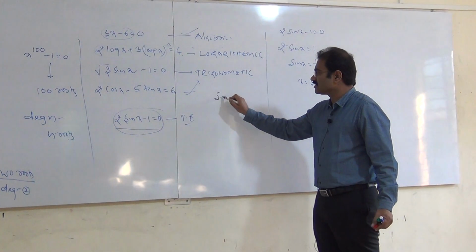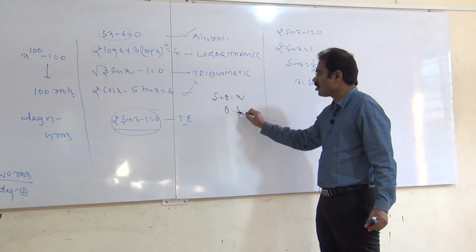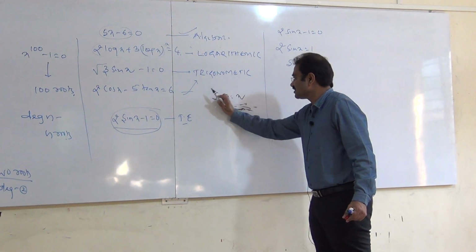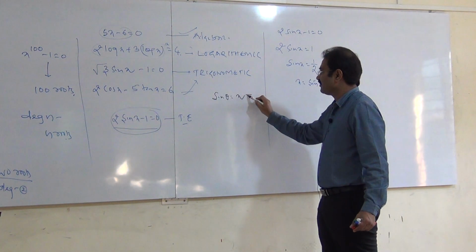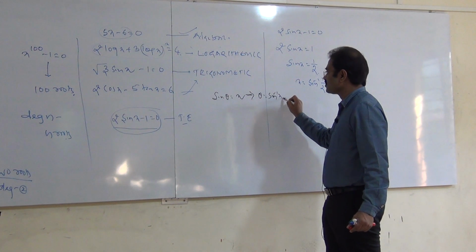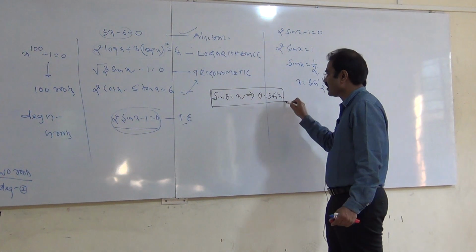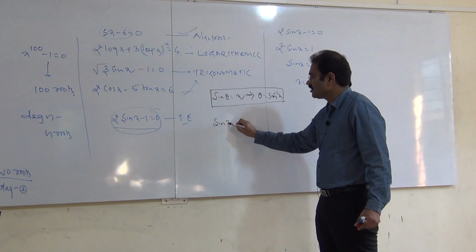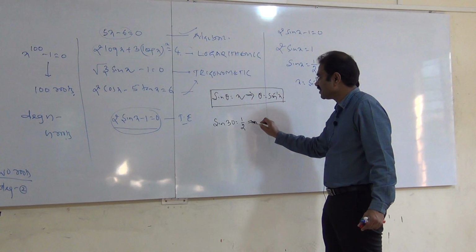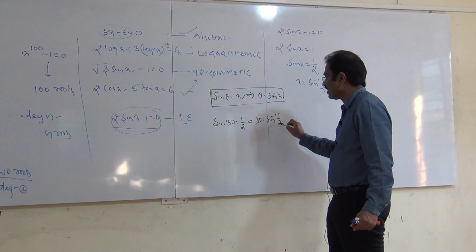Suppose sine theta is equal to x, then theta is equal to what? Sine inverse of x. If sine theta is equal to x, then we write this as theta is equal to sine inverse of x. What is the difference? I will tell you. All of you know sine 30 is equal to how much? 1 by 2. The converse method is 30 is equal to sine inverse of 1 by 2.